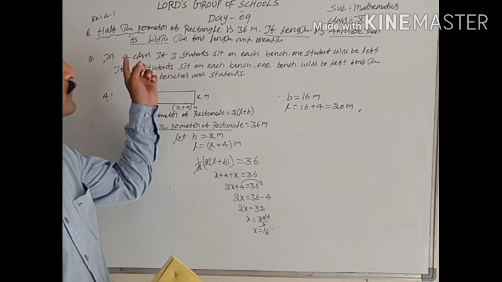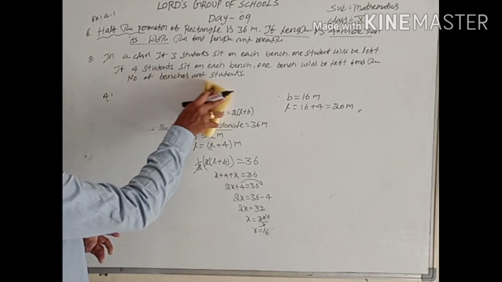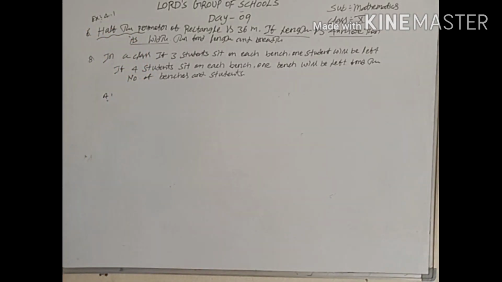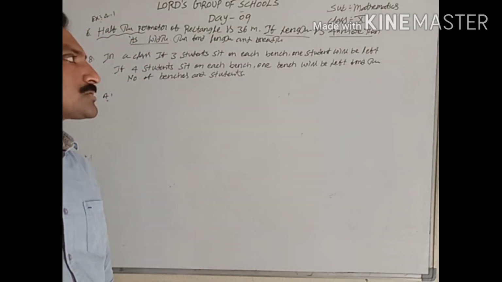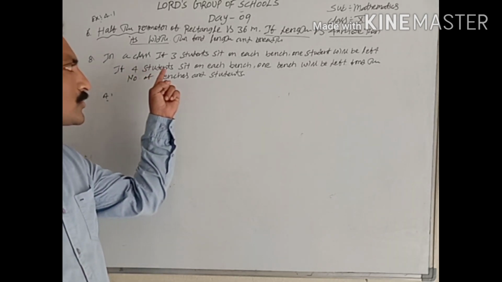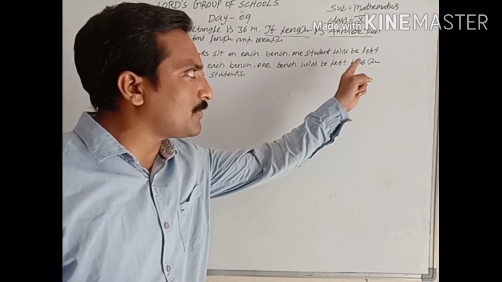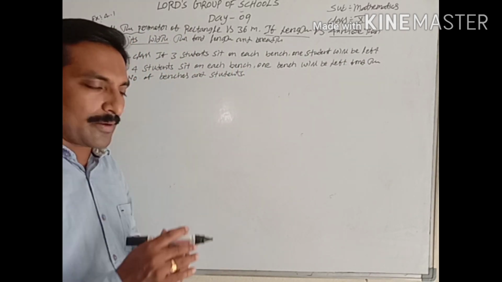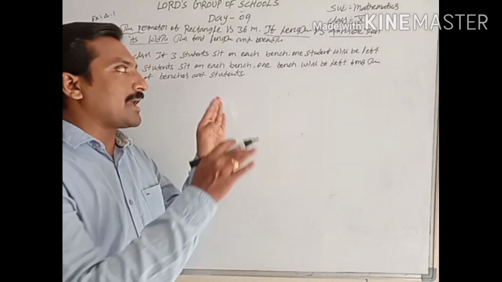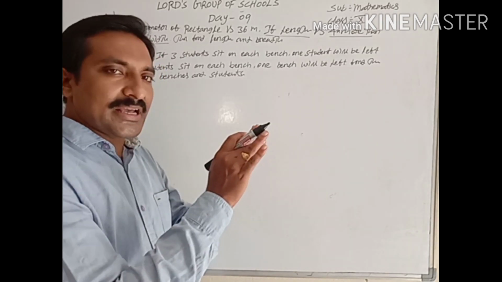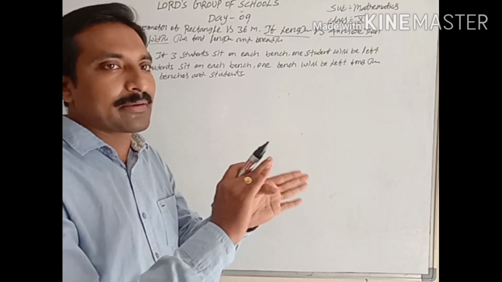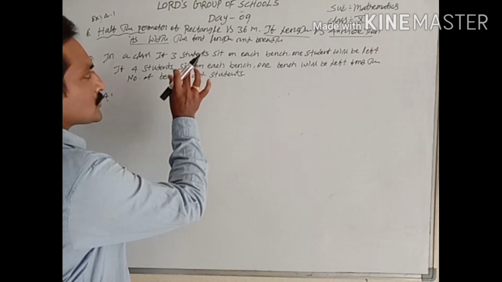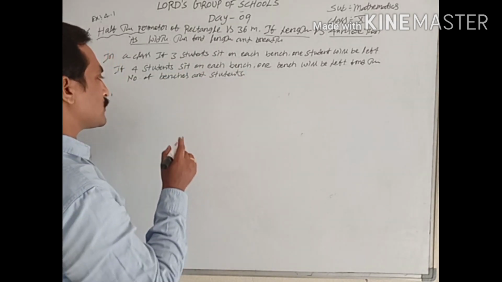Next comes, in a class, if 3 students sit on each bench, 1 student will be left. If 4 students sit on each bench, 1 bench will be left. Find the number of benches and students. It is the same model as the previous bees and flowers problem. Here the benches are constant, and only the students' sitting places will change. First of all, in this problem there are two things, students and benches, that you have to take.